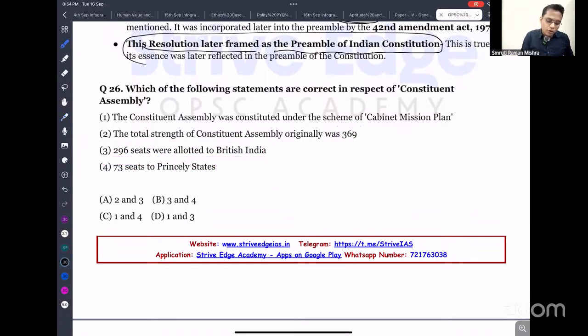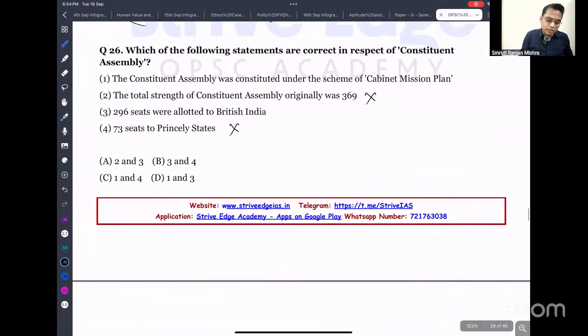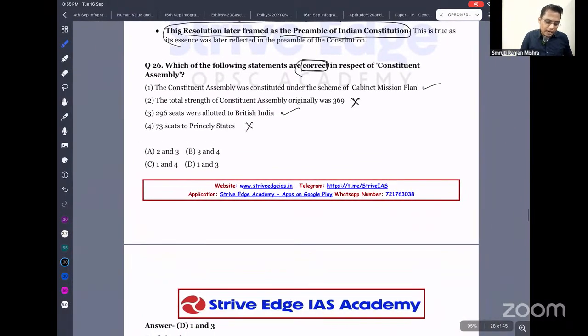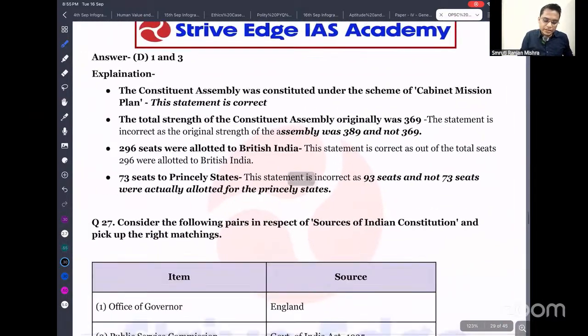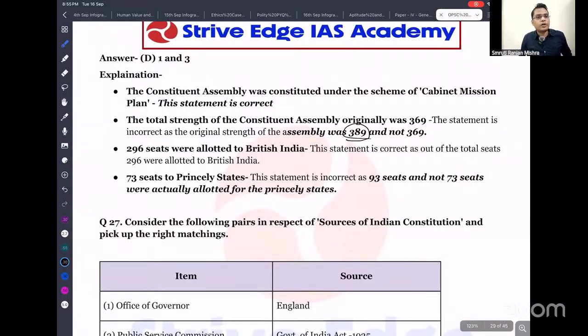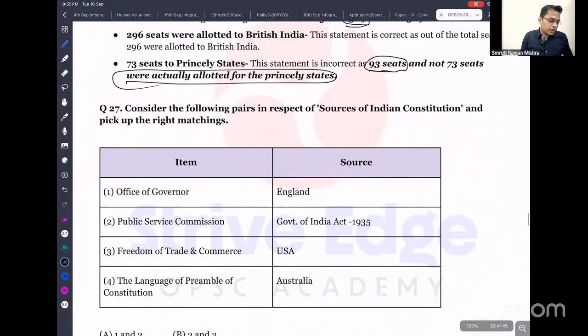So how many options are wrong? This one is wrong. This one is wrong. So you know that first, here it is asking for the correct ones. Always find whether it is asking correct or incorrect, then cross and tick. So automatically you will get the answer. So the answer is 1 and 3. That is answer D, 1 and 3. Okay. So you can see here it is 389, the strength of the Constituent Assembly. Out of that, 93 seats are allotted for the princely states. Okay, let's move to the next question.